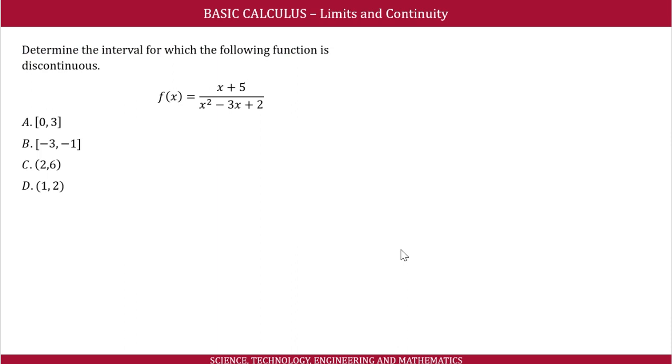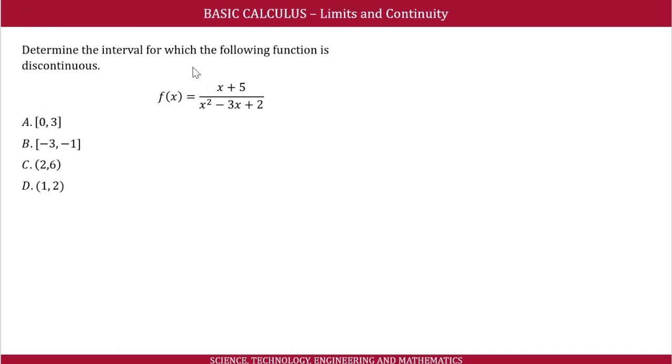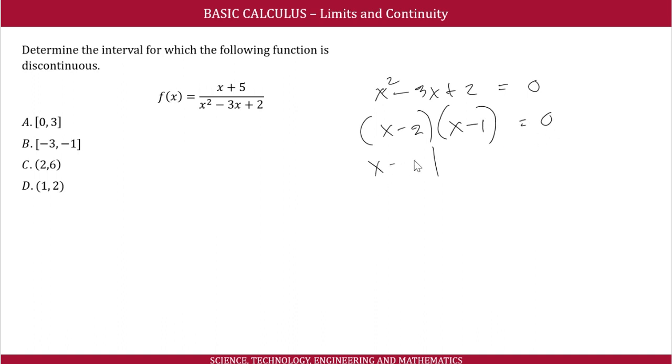Determine the interval for which the function is discontinuous. So we have the function f of x equals x plus 5 over x squared minus 3x plus 2. And here are the choices. As you can see, this is a rational function. Let us consider the domain. So we have x squared minus 3x plus 2 equals 0. Then by factoring, that will be x minus 2 and x minus 1. Okay, so we have x equals 2 and x equals 1.